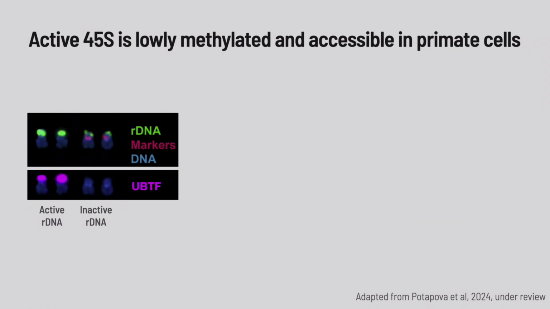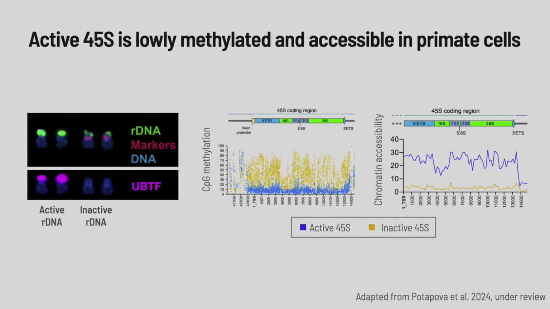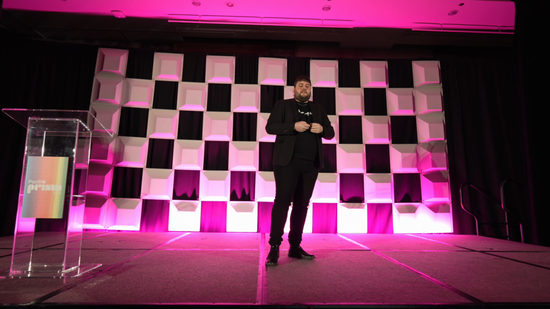And in this cell, there are arrays, as shown here with this picture, that will be either active or bound by UBTF, or inactive or not bound by UBTF. And with this particular system, our lab was able to define some of the epigenetic features behind these active and inactive arrays. And in fact, the active genes show really low CpG methylation, or DNA methylation, and then the inactive genes show higher DNA methylation. And this also correlates very well with chromatin accessibility, where the active genes are accessible and the inactive genes are inaccessible.